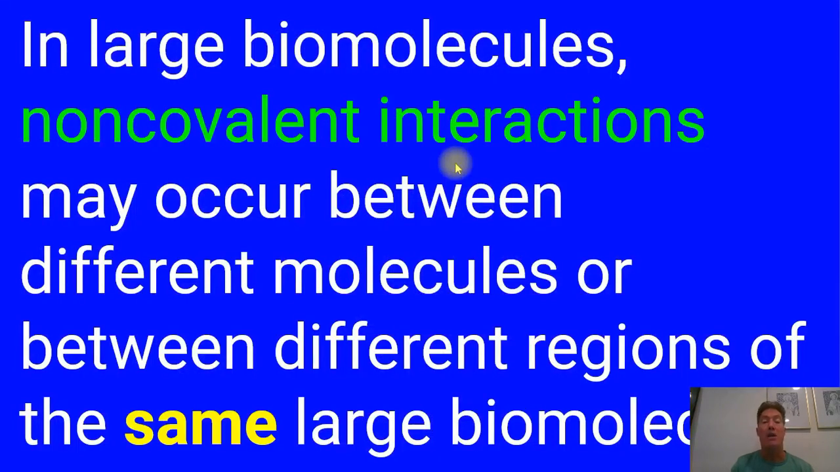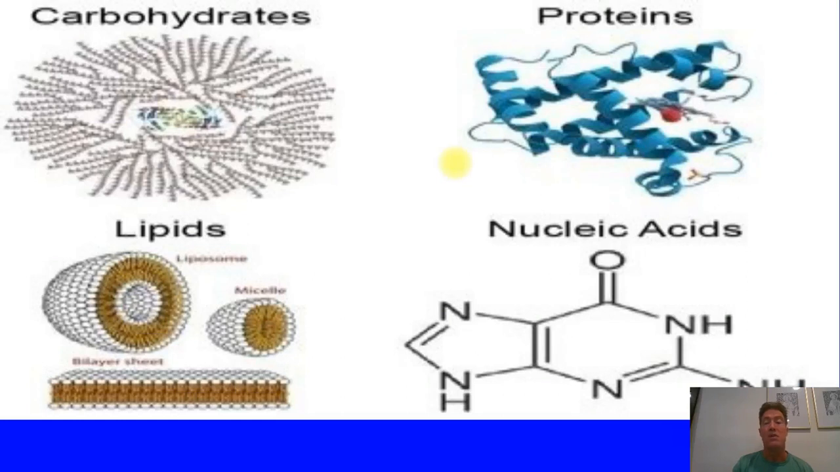In large biomolecules, the non-covalent interactions can occur between different molecules or between different regions of the same molecule. Because it's so big, it can fold around and begin to interact with other portions of the same molecule. So you see this with proteins and carbohydrates and nucleic acids. In biochemistry, this is very, very important.